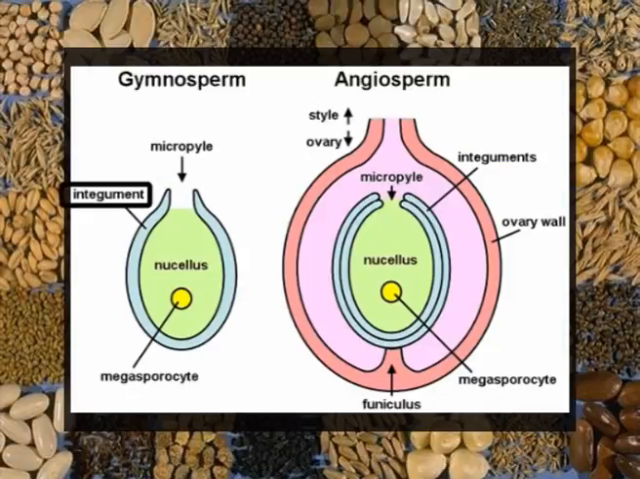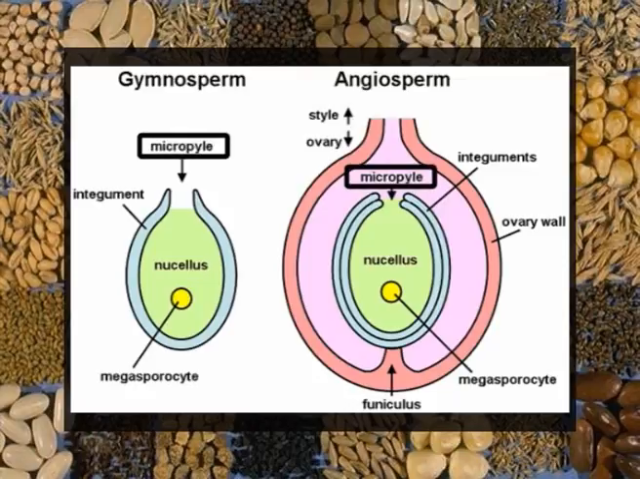The integuments, which refer to 1 as we see in case of gymnosperms, or 2 as we see in case of angiosperms, outer layers of the ovule having an apical opening, what we call micropyle, which develops after fertilization into the seed coat, also called testa.